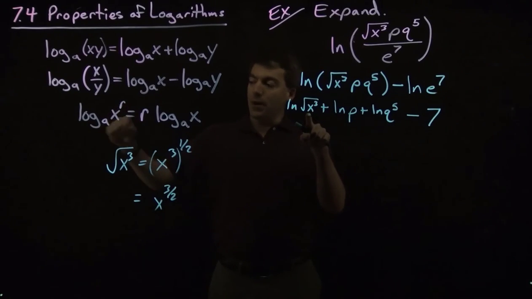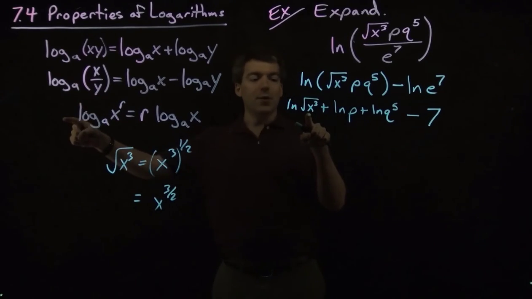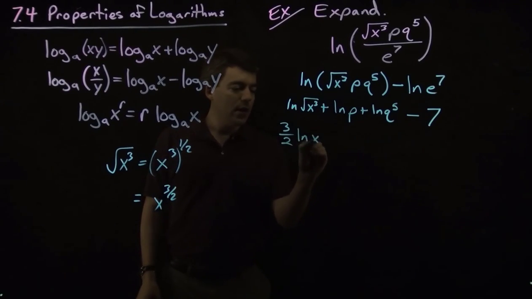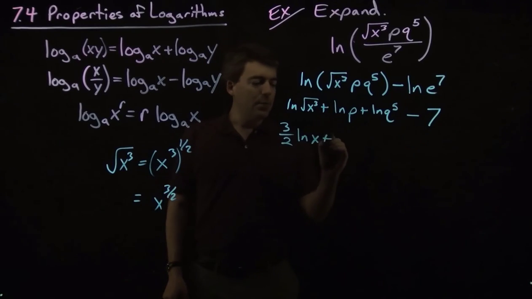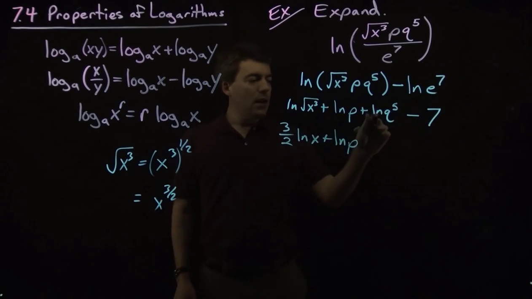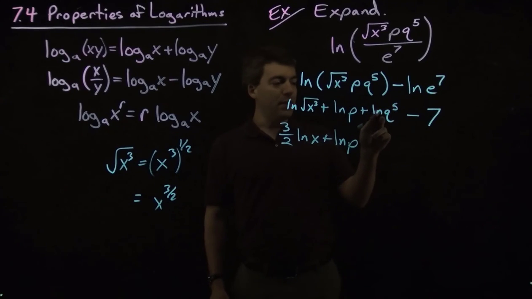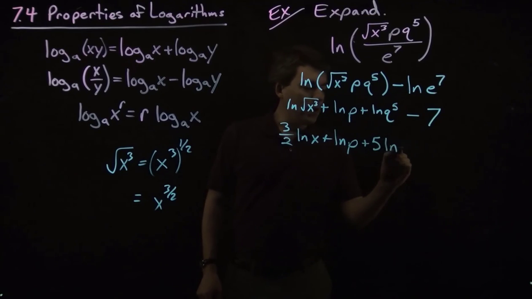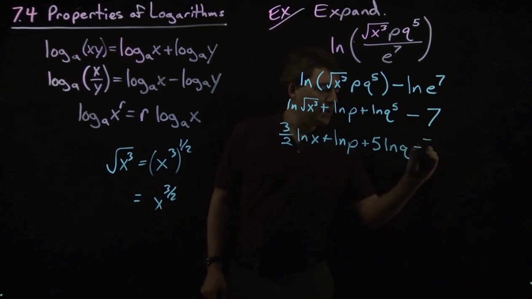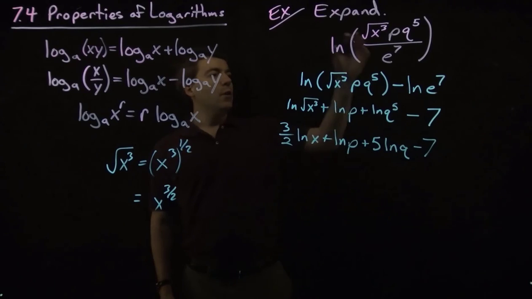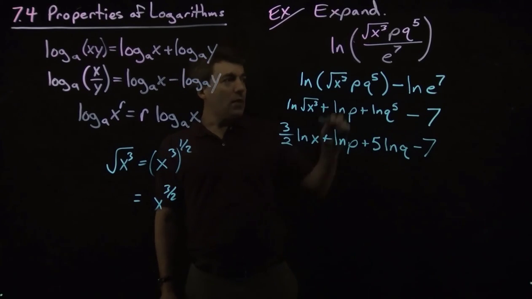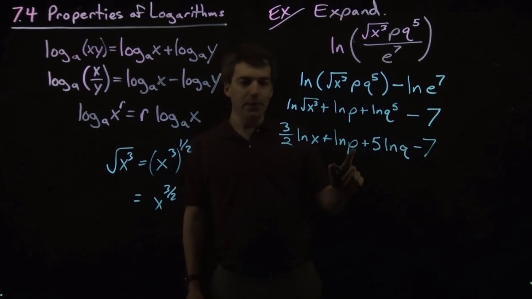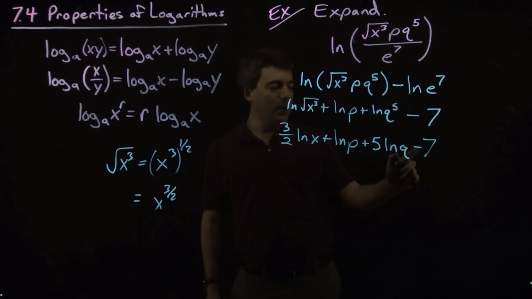Now using this property, we can bring down that exponent as a coefficient. So 3/2 natural log of x, plus natural log of p. And then here we have a 5 on the exponent of q. We can bring that down as a coefficient as well. 5 natural log of q, minus 7. All right, so our original logarithm can be expanded as 3/2 natural log of x plus the natural log of p plus 5 natural log of q minus 7.